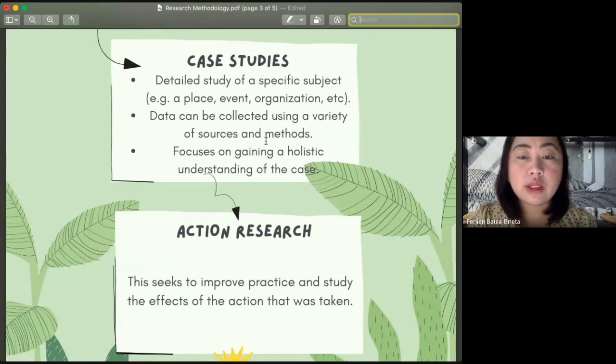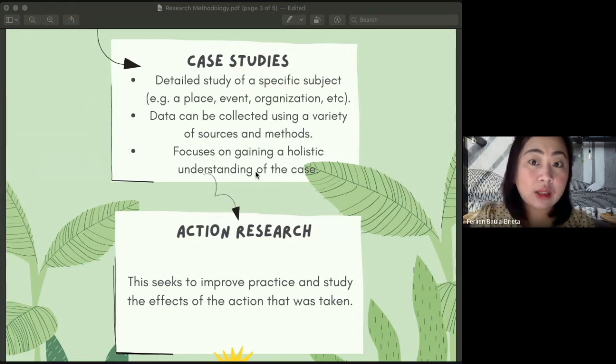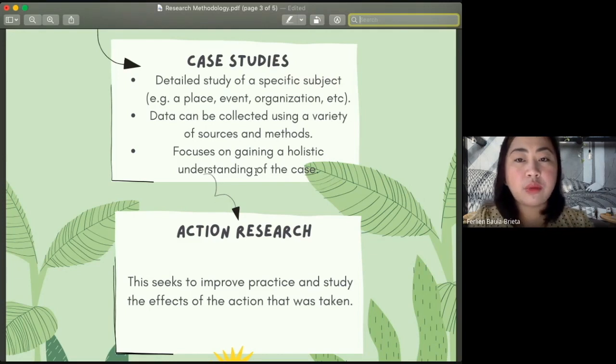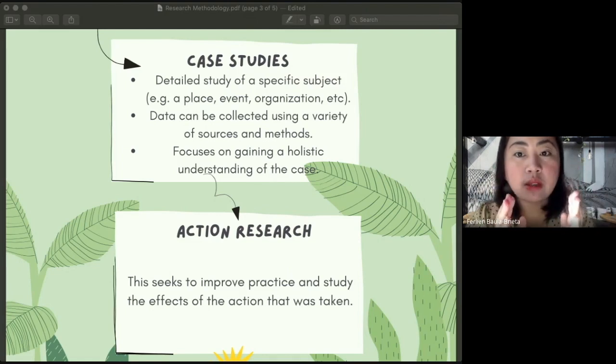A case study is a detailed study of a specific subject. It can be a place, an event, or an organization. We can have a single case study or multiple case study. A case study is different from a clinical case study. A case study under the qualitative type focuses on collecting data from a variety of sources and methods, and it will focus on the holistic understanding of the case.